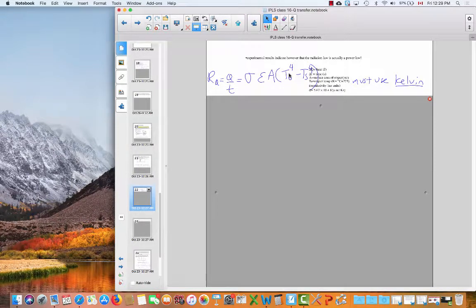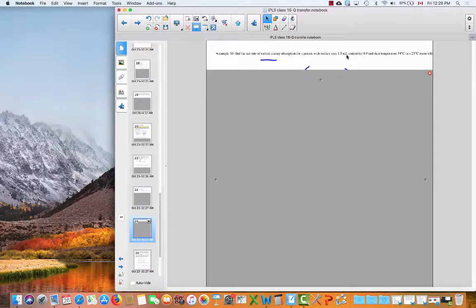In the other laws, it wouldn't matter whether you use Kelvin or centigrade because you're just finding a temperature difference. Here, it does matter, and we have to use Kelvin absolute temperatures in this calculation. Let's do a simple example. Let's say that you walk into a cool room, and your skin temperature is at 34 again, and the room is at 25. There's your surface area, and the skin actually has a fairly high emissivity. It emits radiation quite well.